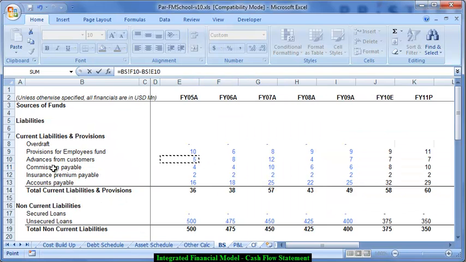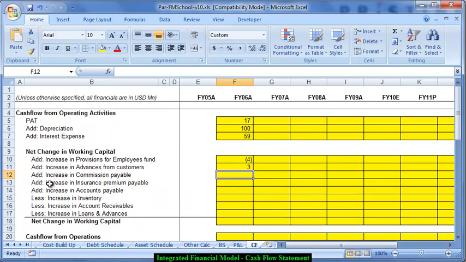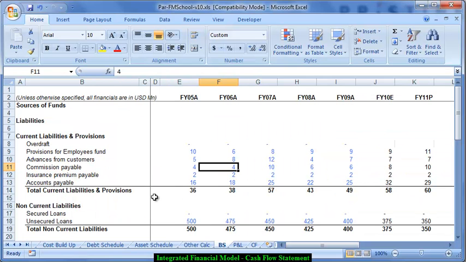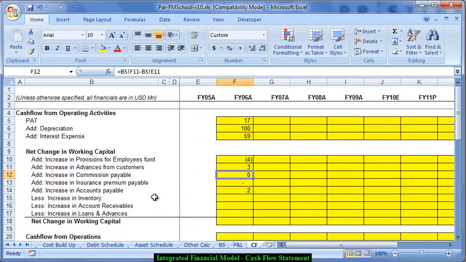Then please note I have commissions payable, insurance payable, accounts payable, right? So the three items are as such. I'll just copy it down. Is that okay? So let's figure out if this is right or not. Control back square bracket. Is that okay? Less E11. So this seems to be fine.